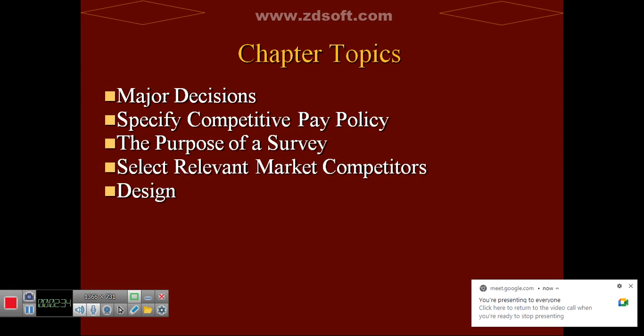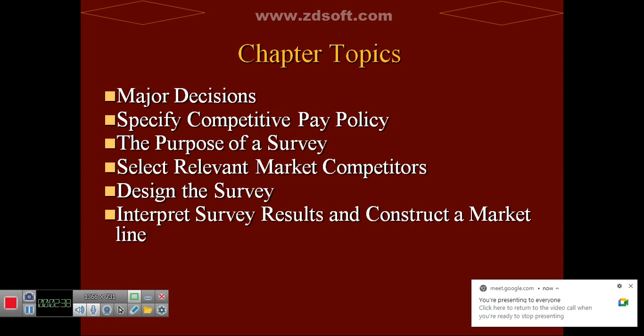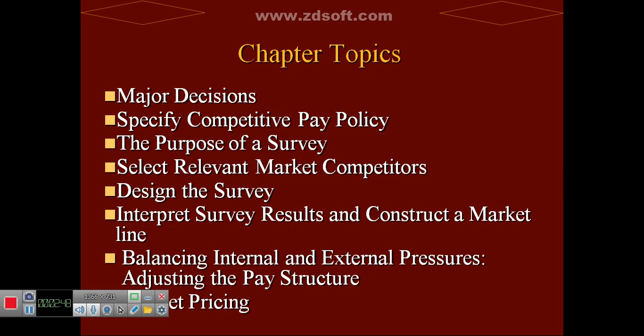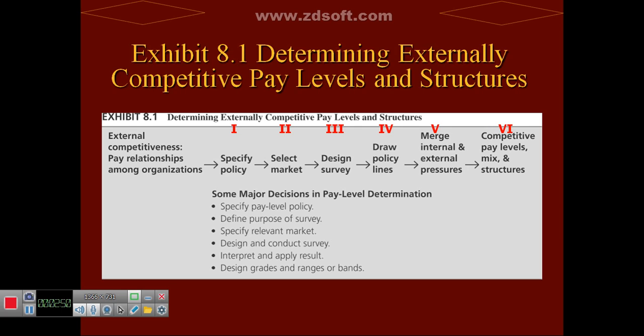Okay. So these were the topics within the chapter. So major decisions will specify competitive pay policy, the purpose of a survey. So these things were started discussing. So just let me take a quick recap of what was learned in the previous class. So we made a beginning to the process of determining externally competitive pay levels and structures. So not exactly steps, but you can consider them for the purpose of learning.